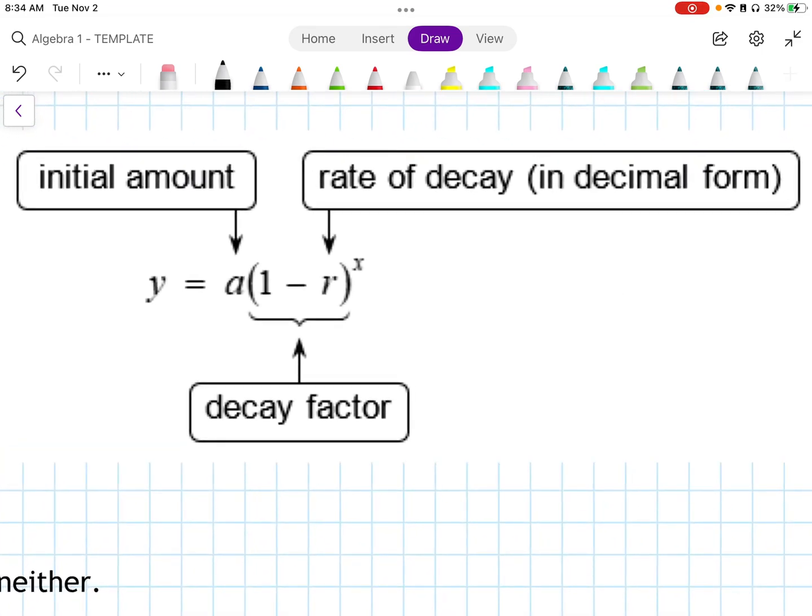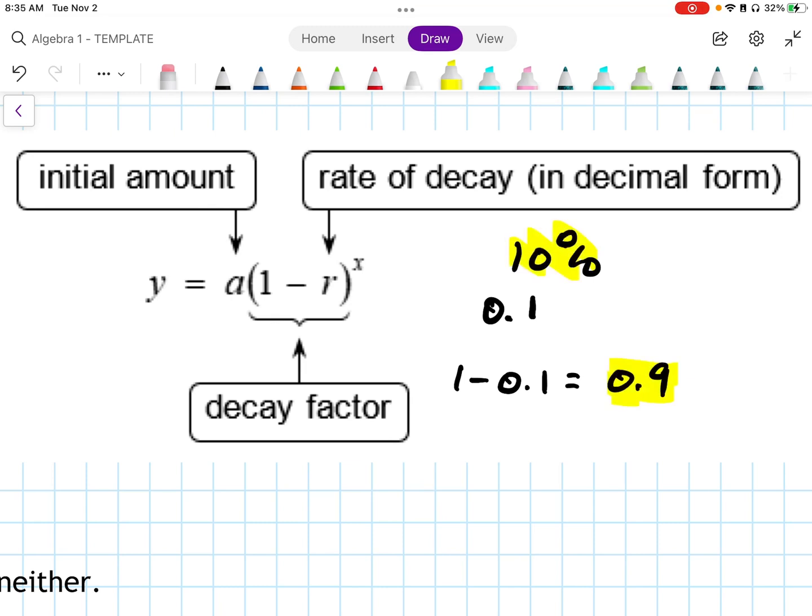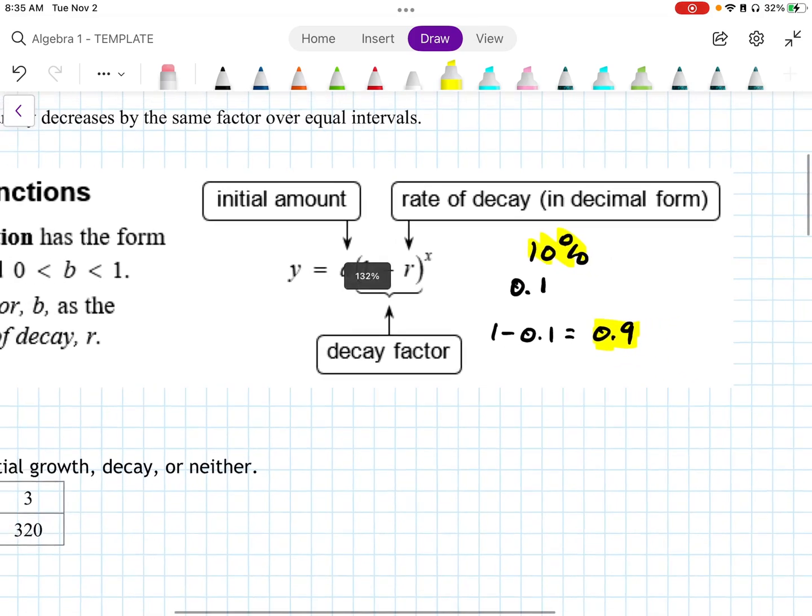If we're looking here, it has the 1 minus r. Again, if we say that it's 10%, this time it's decreasing by 10%, which is 0.1. So here in our parentheses, we'd have 1 minus 0.1, which is 0.9, right? This is another way to say 90%. So saying that something decreases by 10% each time, you could reword that and say that it is 90% of what it was, right? There's a 10% loss. It is 90% of what it was.